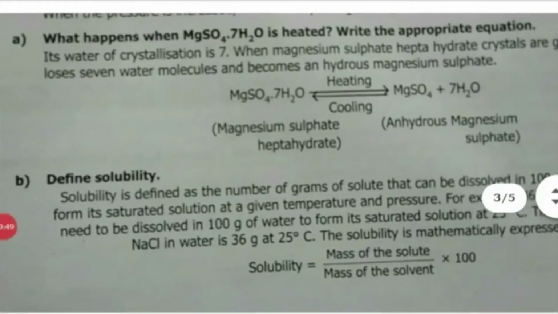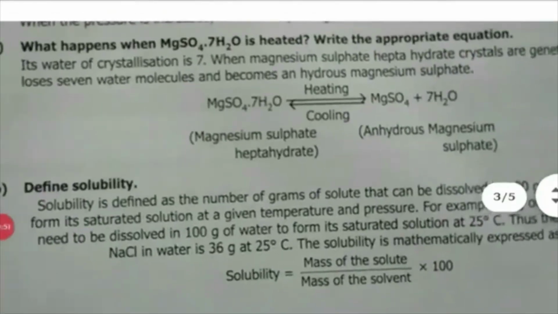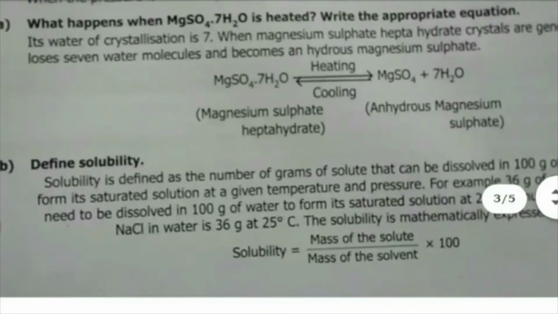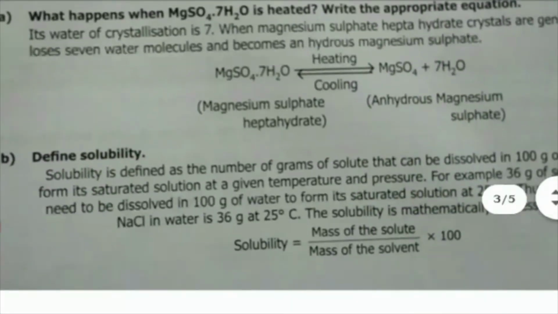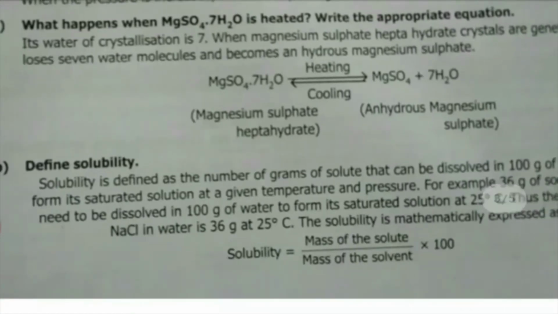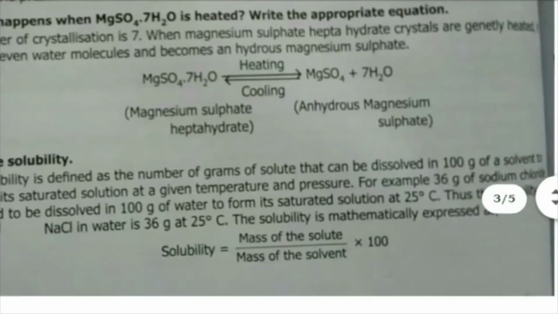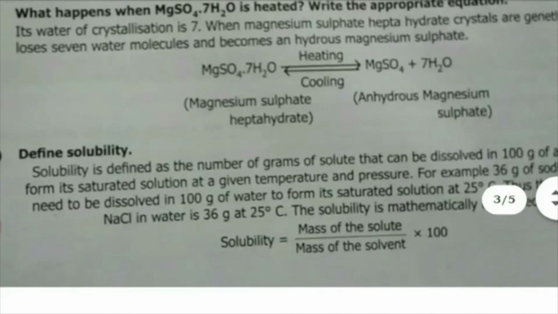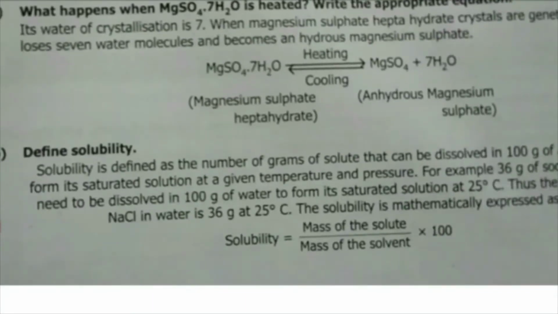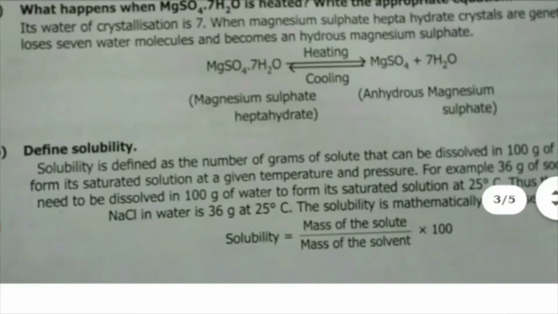Third question, what happens when MgSO4.7H2O is heated? Write the appropriate equation. Its water of crystallization is 7. When magnesium sulfate heptahydrate crystals are gently heated, it loses 7 water molecules and becomes an anhydrous magnesium sulfate.